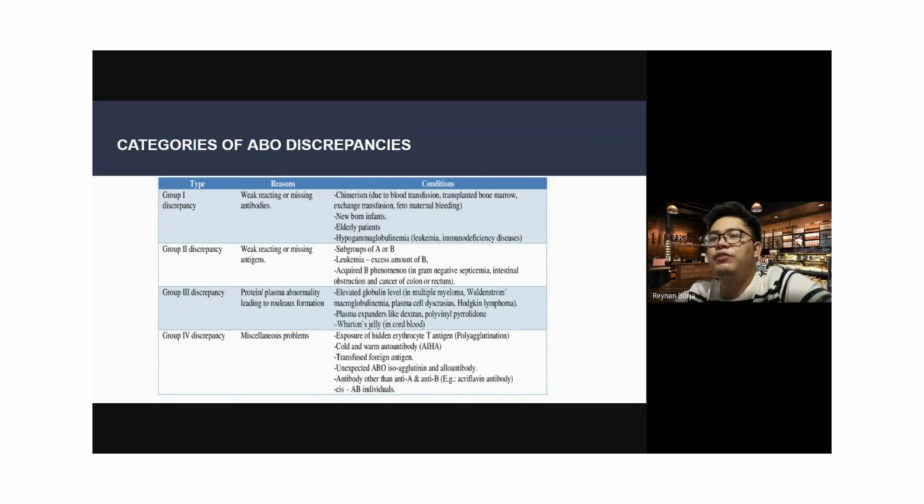Okay? Group 3 discrepancy naman, meron siyang protein or plasma abnormalities leading to rouleaux formation. Ibig sabihin, nagca-cause siya ng false positive reaction. So, limited yung globulin level nito. Either meron siyang multiple myeloma, macroglobulinemia, plasma cell dyscrasias, Hodgkin's lymphoma, plasma expander like dextran, polyvinylpyrrolidone, and Wharton's jelly. Yung Wharton's jelly is in cord blood. So, possible na contaminated yung extraction kay patient. Baka meron pa siyang Wharton's jelly.